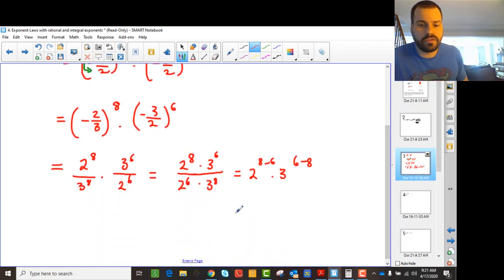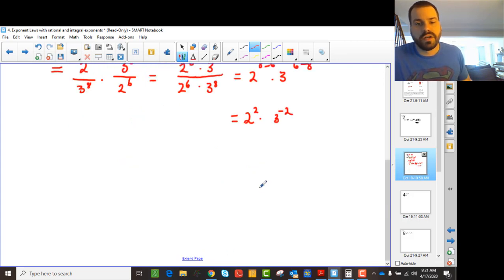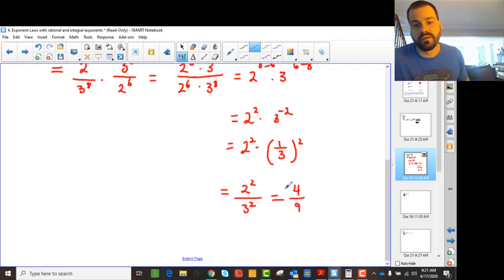And that gives me 2 squared times 3 to the minus 2, okay? Which gives me 2 squared times, and again, negative power means I flip the base, so I get this. So I have 2 squared divided then by 3 squared, and that gives me 4 over 9.